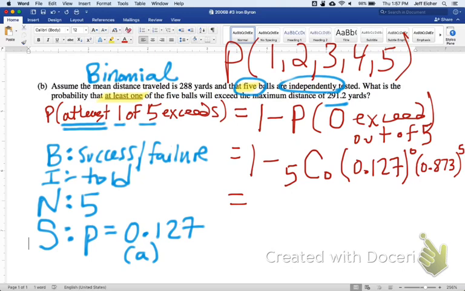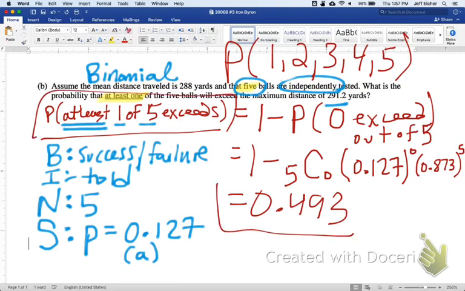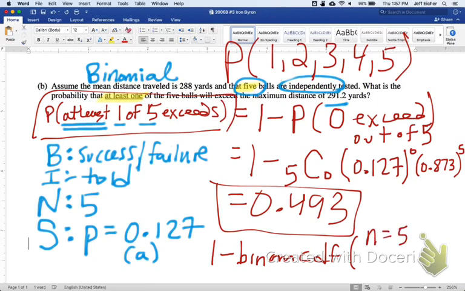So that's what we had, 0.493. So the probability at least one exceeds is 0.493. I would warn you, if you're going to use the calculator function and write it like this, 1 minus binom CDF, again, you have to label n is 5, your probability is 0.127, and then x is 0. And you're doing the complement.